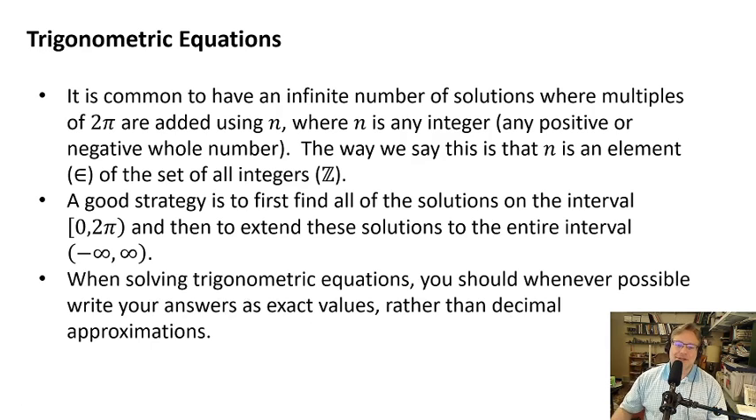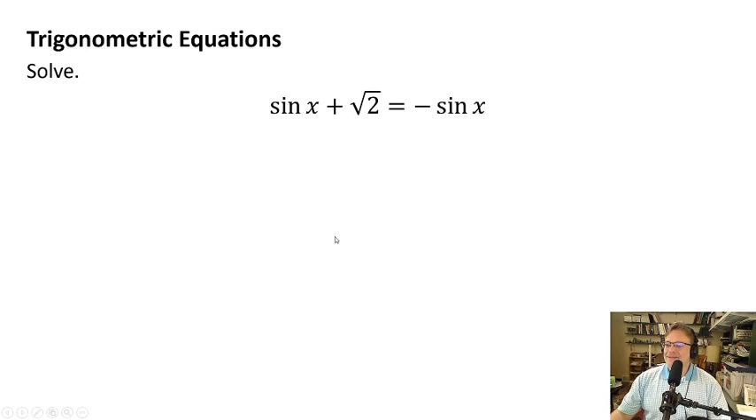And then when solving trigonometric equations, you should, whenever possible, write your answers as exact values. Use pi over 6 as a way of describing these things, and square root of 2 over 2 and stuff like that, instead of describing them as decimals on the calculator. This allows for us to just be more precise. But sometimes that's not possible, and you have to describe them as decimals then.